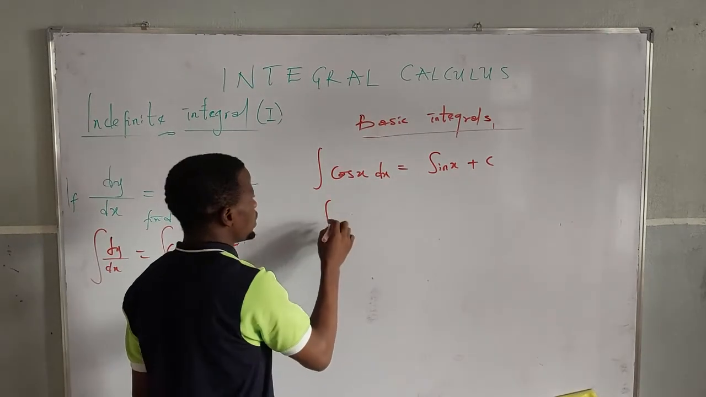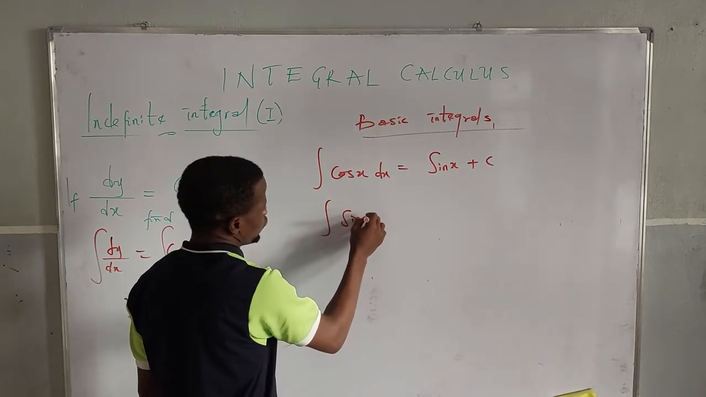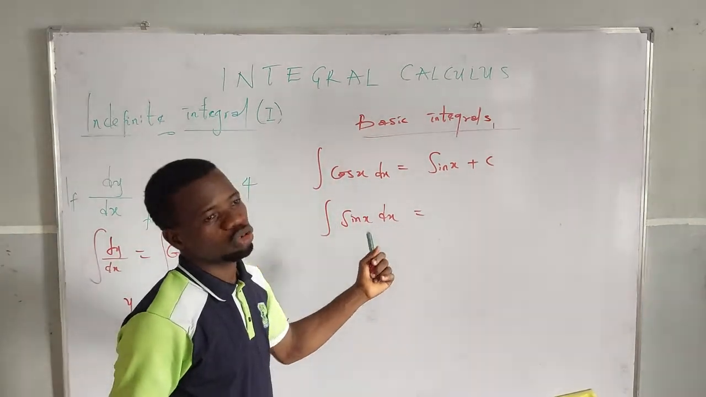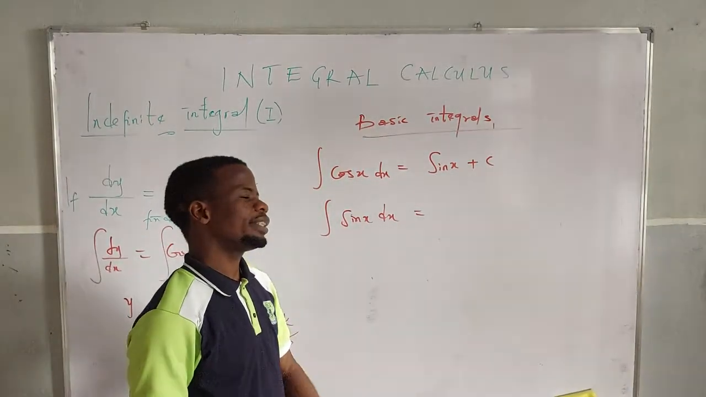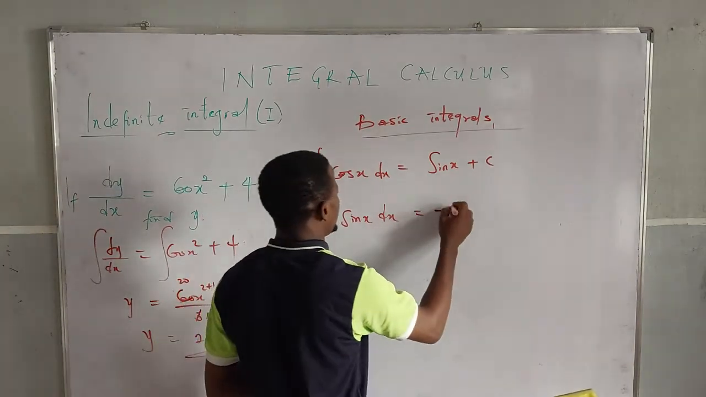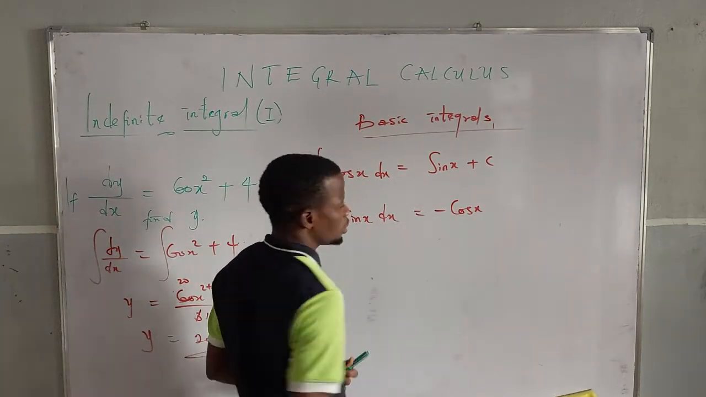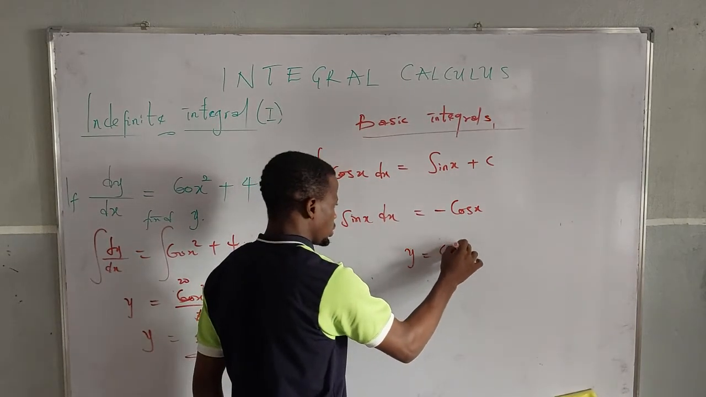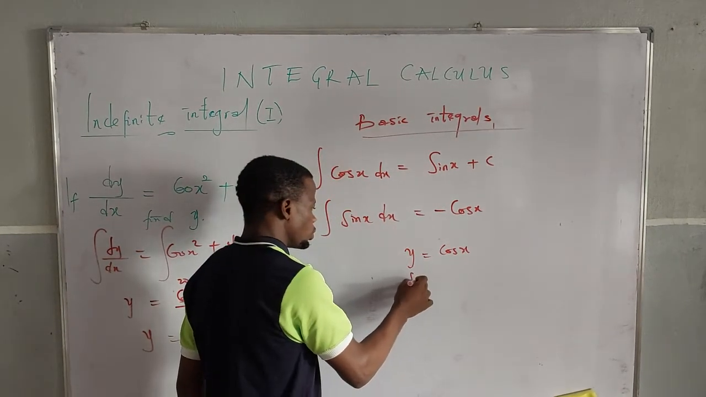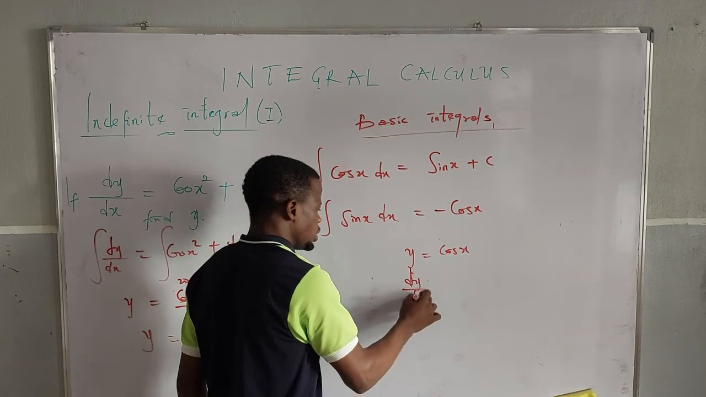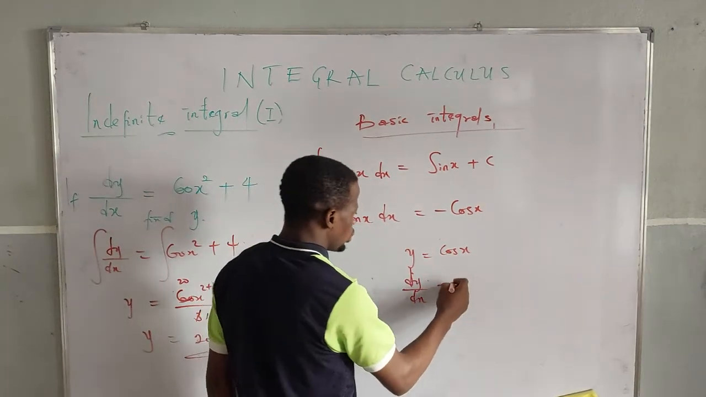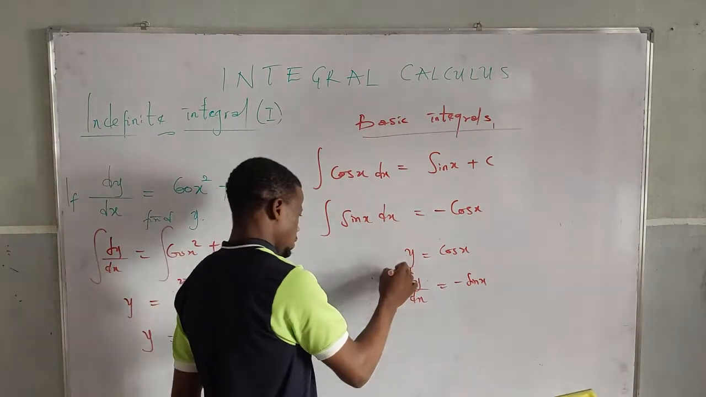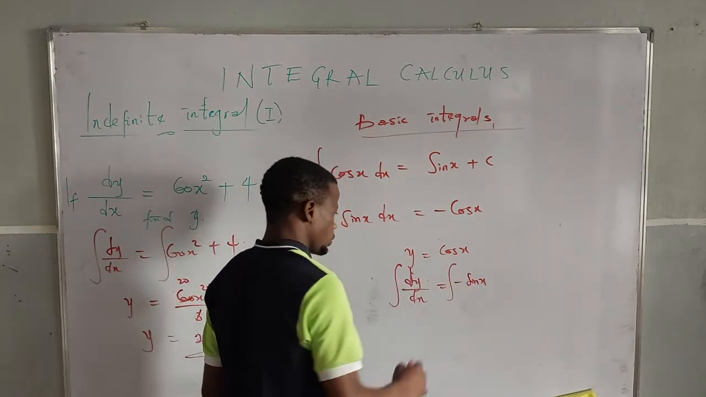If you integrate sin x with respect to x, what will that give us? Normally, if you differentiate sin x, you get cos x. But when you now integrate sin x, you have minus cos x. This is what I mean. Let's say y is equal to cos x. If you differentiate cos x, dy/dx of this function should give us minus sin x. Right? Now, if you integrate both sides, you want to get the function back.